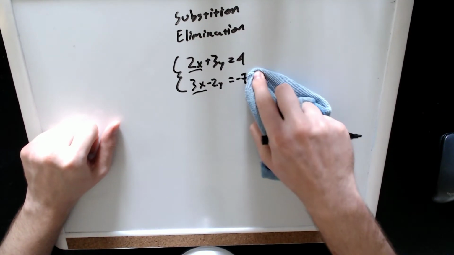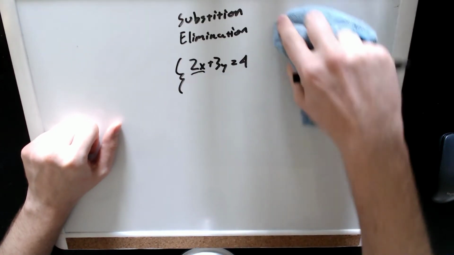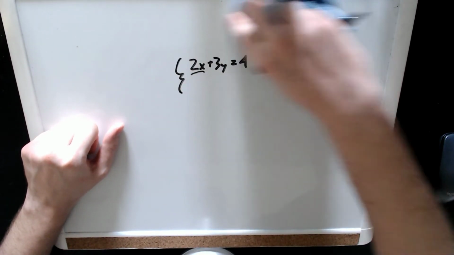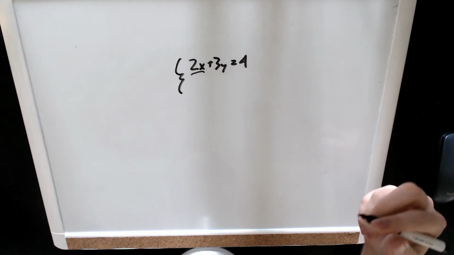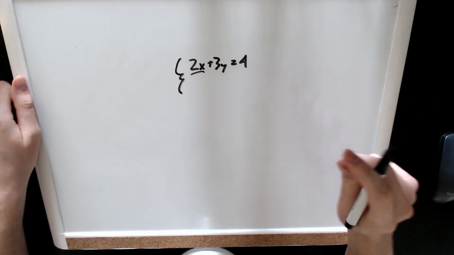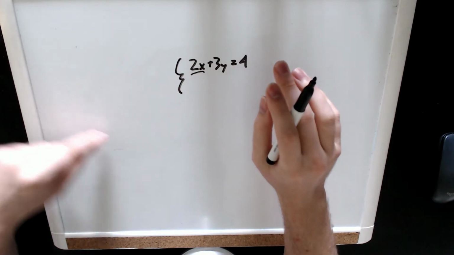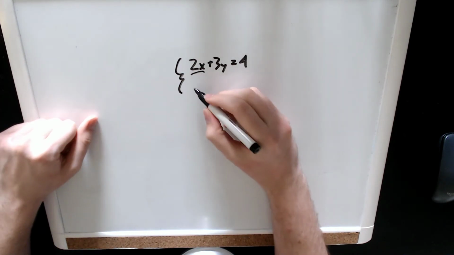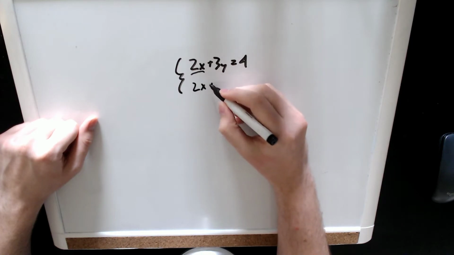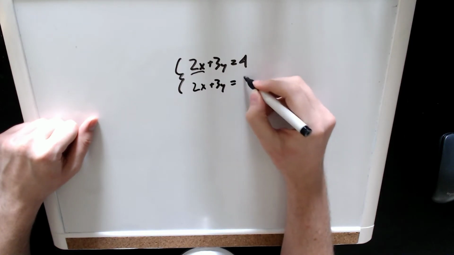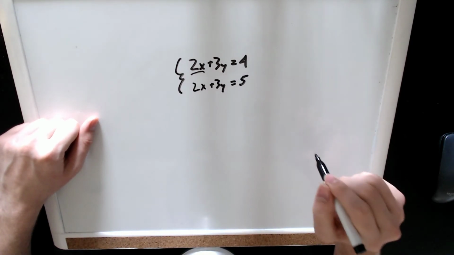We're going to modify this a little, and we're going to talk about what it would look like if there was 0 solutions. If we have 2x plus 3y equals 5, coupled with our 2x plus 3y equals 4.